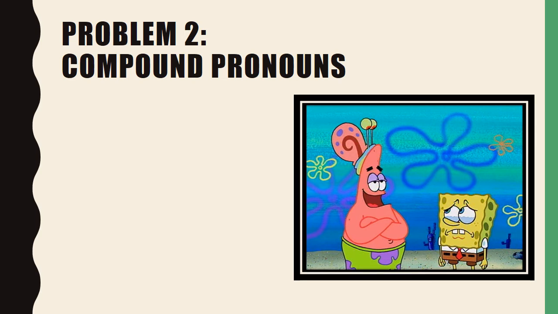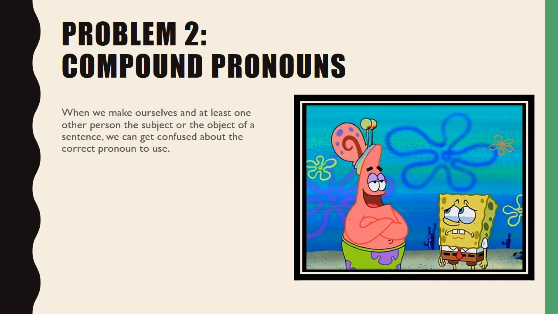The second problem that I'd like to cover with pronouns is the idea of compound pronouns, when we are dealing with more than one thing. So in this case, especially, when we make ourselves and at least one other person the subject or the object of the sentence. In other words, when we ourselves and another person, or sometimes a place or thing, are the noun of the sentence, then we can get confused about which pronoun we use. So let's look at an example.